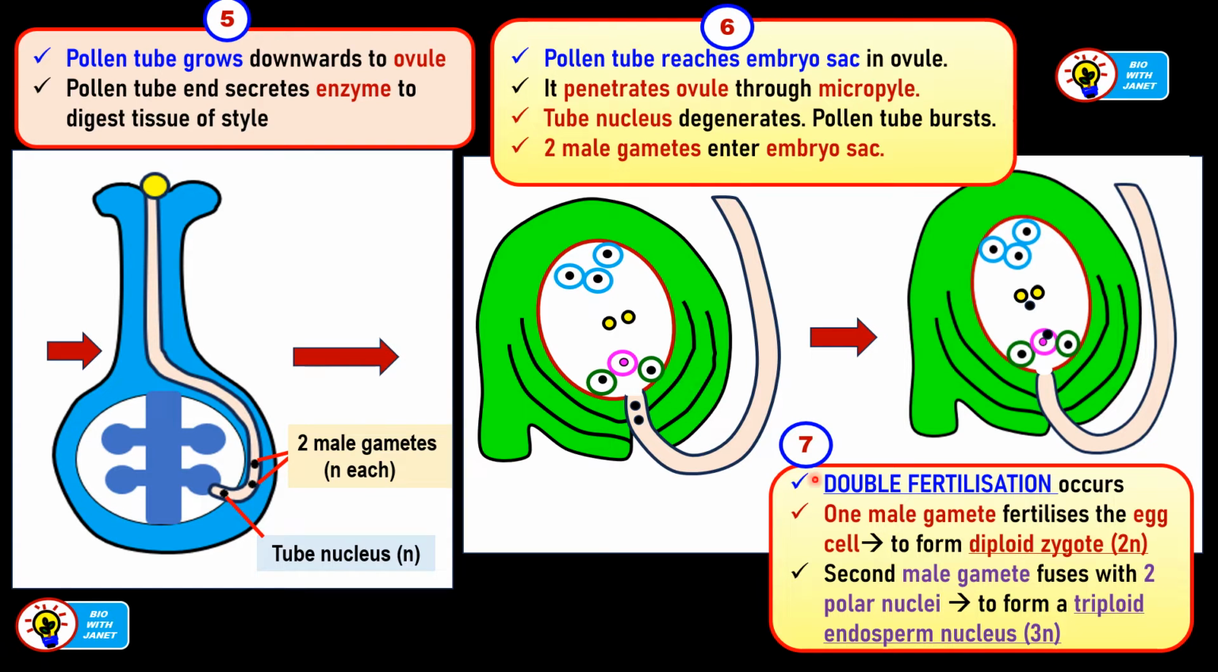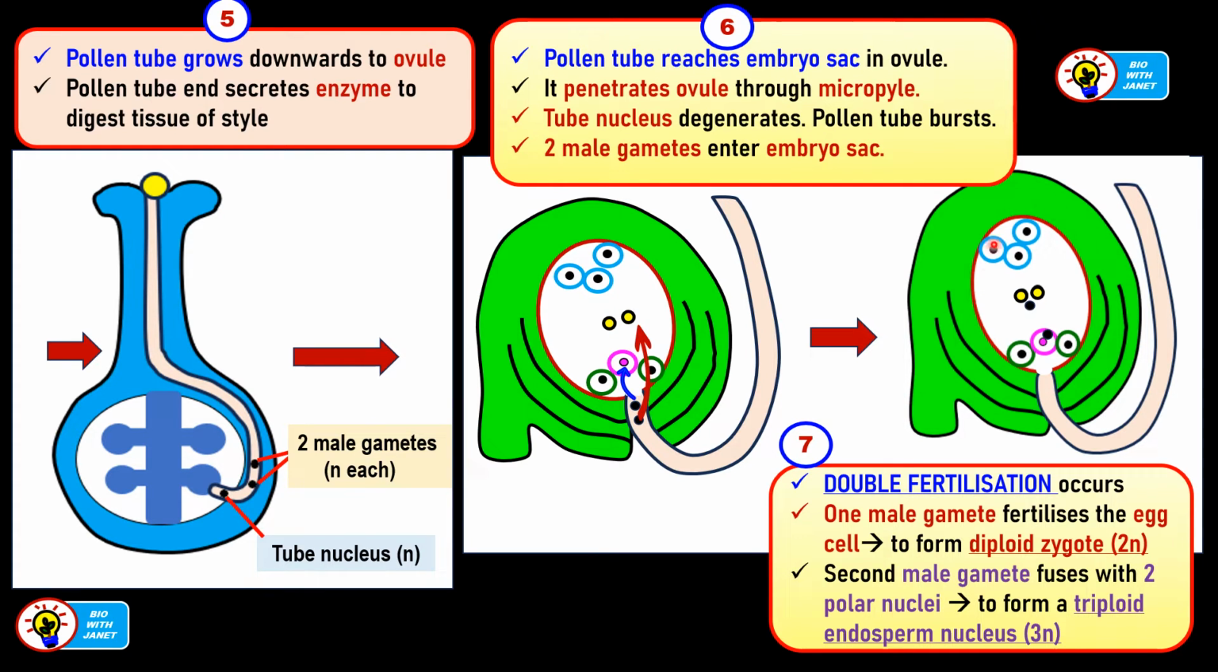right? So next, a very important process occurs, which is called double fertilization, because it involves two male gametes. That's why it's called double fertilization. Now, the first male gamete fertilizes the egg cell to form a diploid zygote. The blue arrow here, okay? Whereas the second male gamete fuses with two polar nuclei in the center part of the cell to form a triploid endosperm nucleus, 3N. Okay, because each nucleus is haploid, so three nuclei will become a triploid condition.